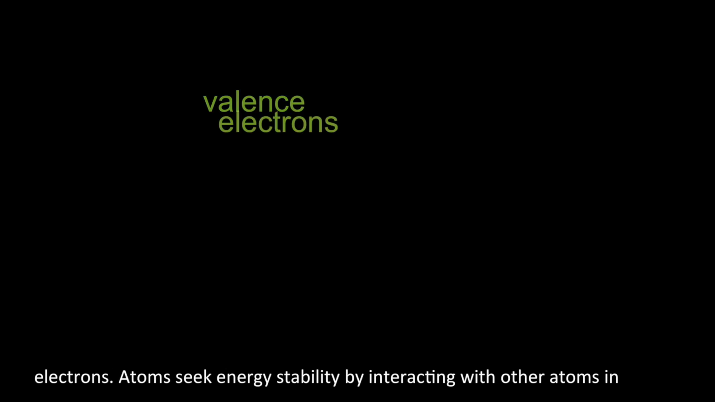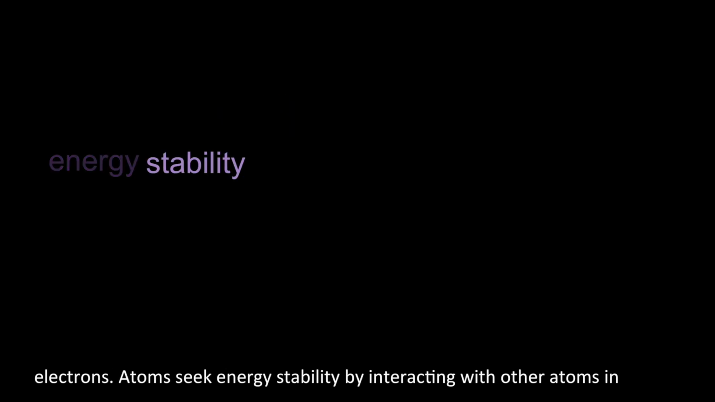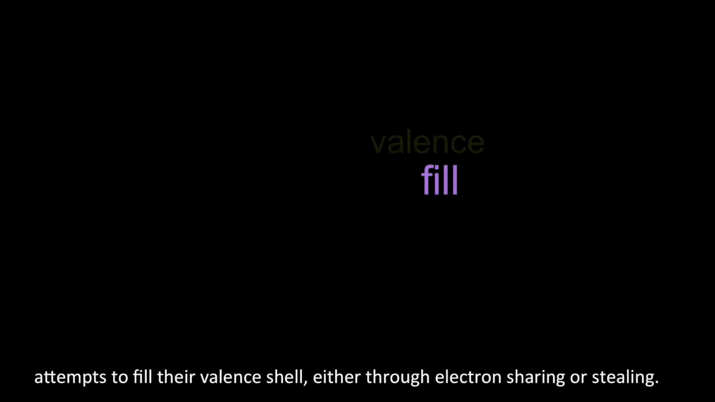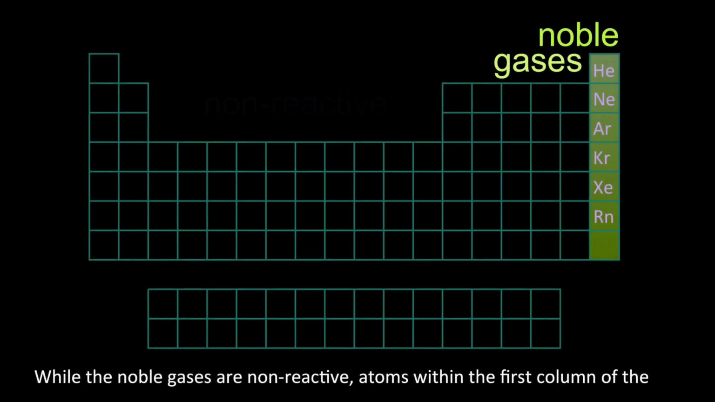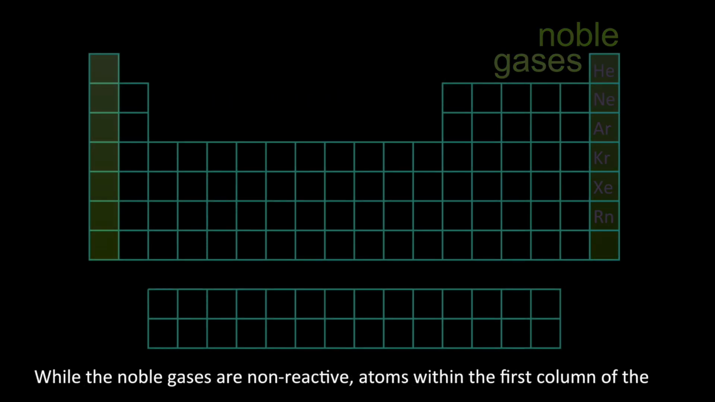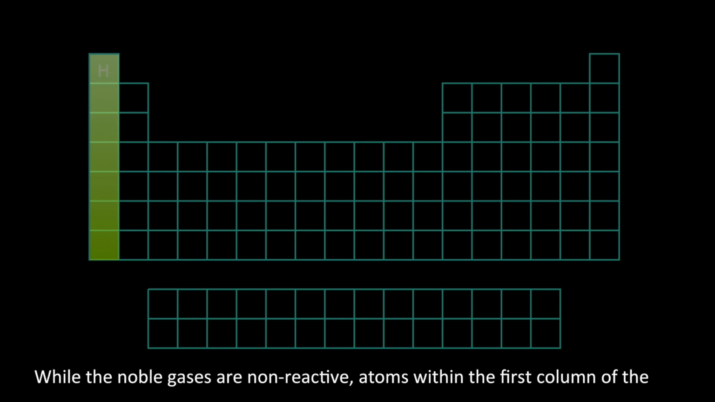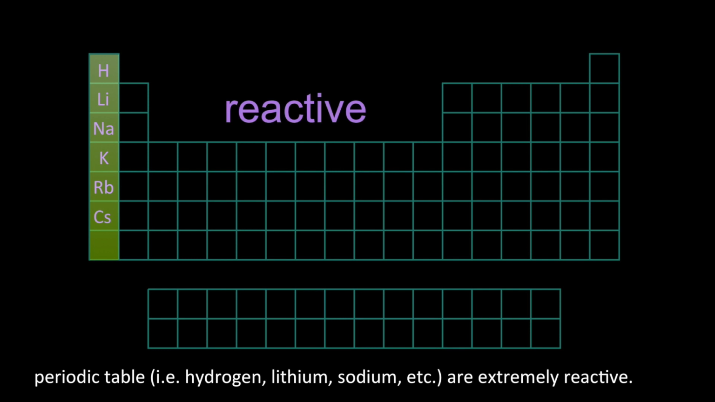Understanding the positioning of electrons allows us to model chemical interactions. With this model, the repeating patterns of chemical properties found in the periodic table can be explained as a function of the valence electrons. Atoms seek energy stability by interacting with other atoms in attempts to fill their valence shell, either through electron sharing or stealing. While the noble gases are non-reactive, atoms within the first column of the periodic table, hydrogen, lithium, sodium, etc., are extremely reactive.